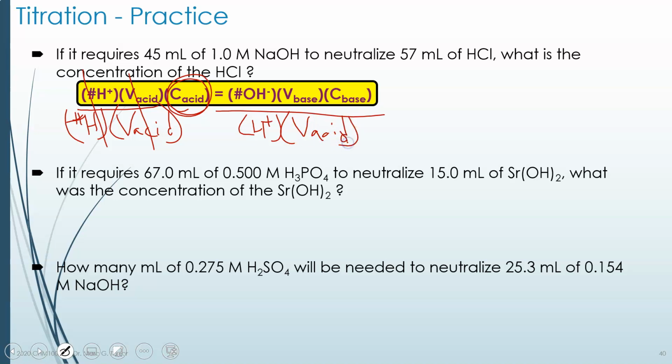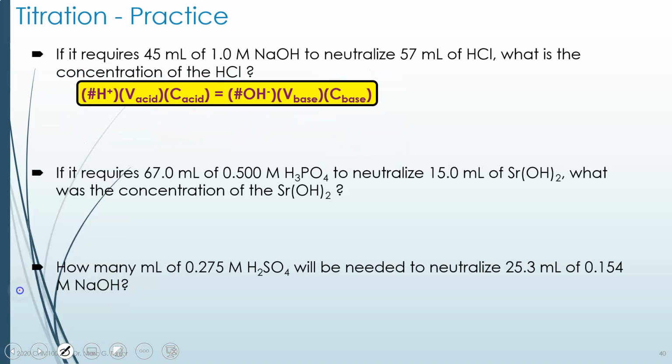Sorry, horrible penmanship. Let's fix that, acid. And that will be our new equation for our concentration of acid. So literally, you're going to take all the base numbers and multiply them together and divide by the two acid numbers that you know, and you'll get the third acid number in the process.